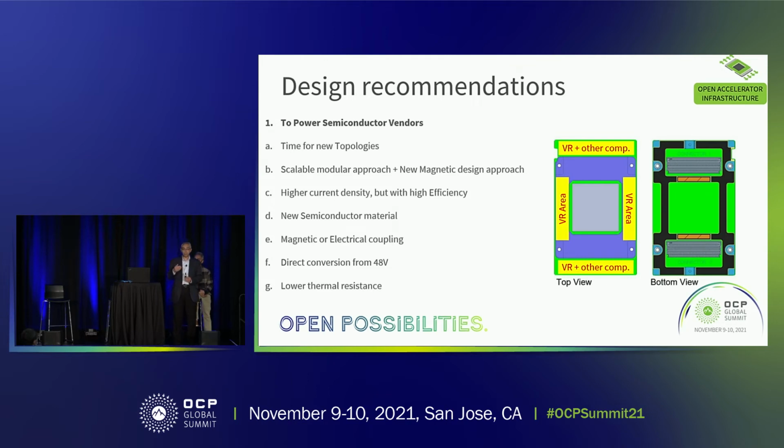Current density, we can say, okay, what about delivering 2 amp per millimeter square? People say, oh, it's available today. Yes, it's available today with horrible efficiency. Let's deliver 2 amp per millimeter square and high efficiency.